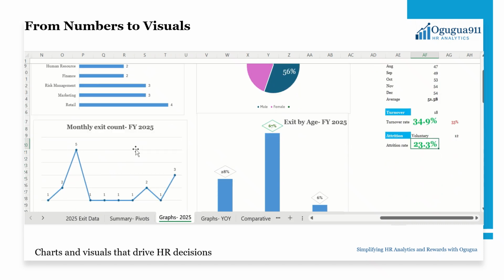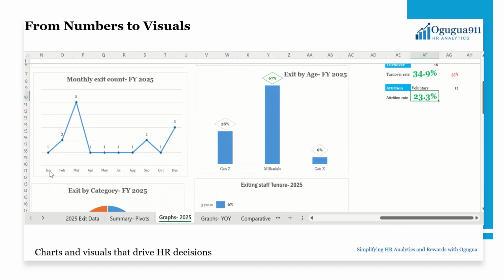We decided to also show the monthly exit trend, and you can see that in the month of March we had more exits. We need to also begin to focus on why we have this for March and in December.